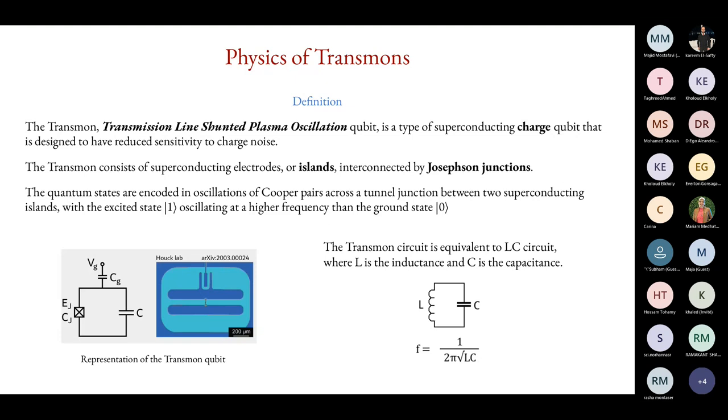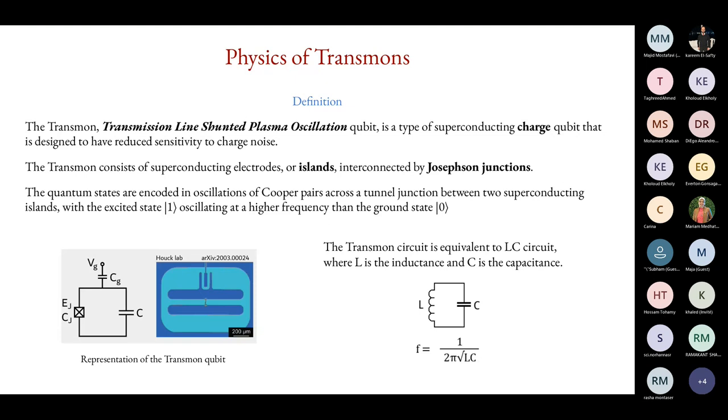So the transmon consists of superconducting electrodes or islands interconnected by a Josephson junction. We will talk about the Josephson junction because this is actually the main powerful feature of the transmon qubit. But let's continue with our introduction. So the quantum states are encoded in oscillations of the Cooper pair across a tunnel junction between two superconducting islands, where the excited state, or the state one, is oscillating at a higher frequency than the ground state zero.